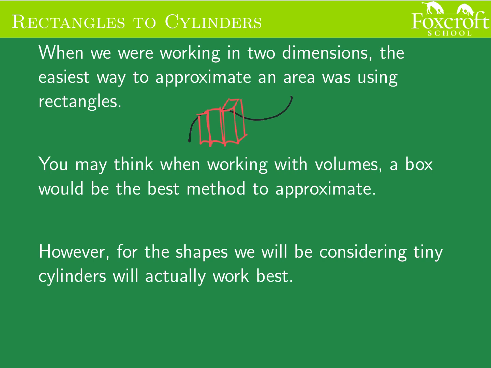version of a rectangle. But based on the areas that we're trying to find, we're going to be doing something called revolutions, which is when you're turning something. So instead of boxes, we're actually going to use little cylinders. All right, so cylinders is what we're going to use to approximate these volumes, and that'll lead us to our integral definition and all of that.